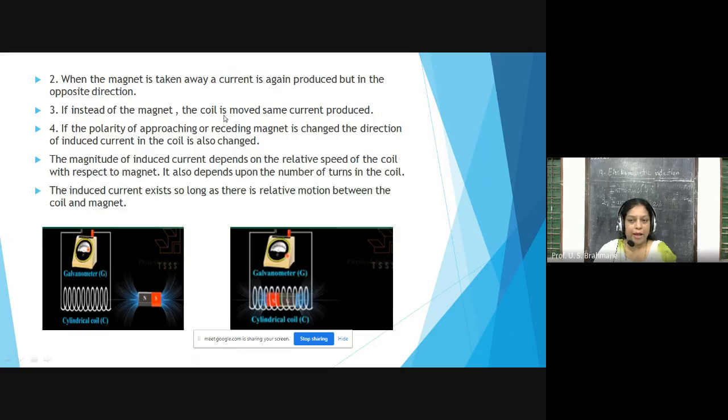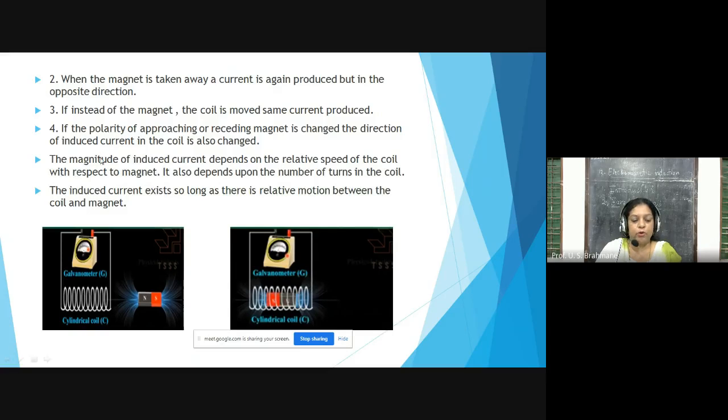First we saw the magnet moved closer and taken away. Then secondly, we took the coil, taking it closer and moving it back again. And then thirdly, we take the same magnet, but change only the polarity. First, the south pole was near the coil. Now we'll have the north pole near the coil. And if we bring it closer to the coil, what happens? The polarity of the approaching or receding magnet is changed, and the direction of induced current in the coil is also changed. So remember this. These are the three things which we have seen.